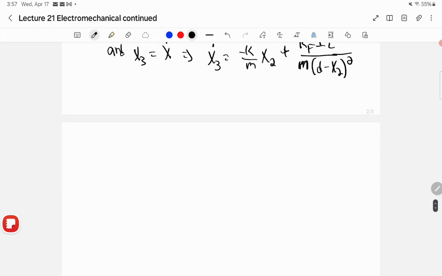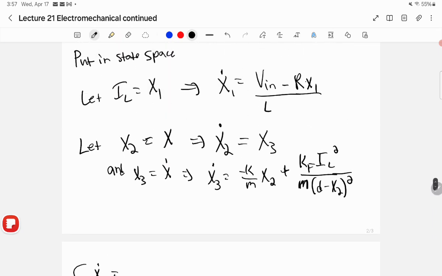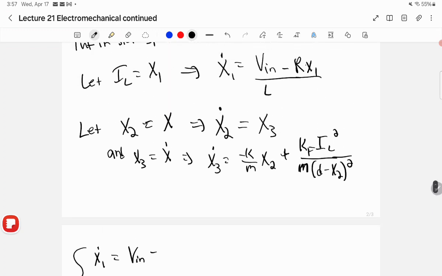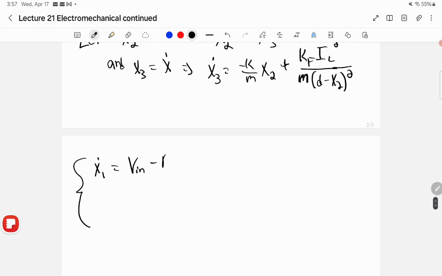Okay, so if I write this out now, I can write the whole state space. x1 dot is equal to Vn minus R times x1 over L.